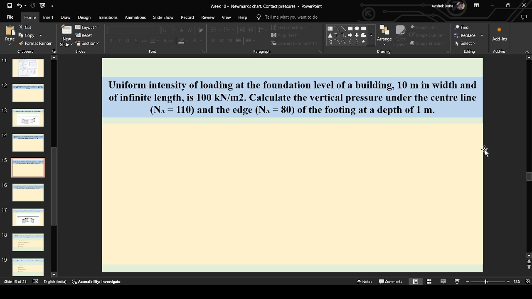So in this question, I think it is somewhat similar to the question I have given in the session of Boussinesq's theory, but here I have also mentioned the number of units under the loaded area in both the cases, once for the center line and once for the pressure under the edge. So we have to solve this using the concept of the Newmark's influence chart only over here. Okay, I'll be showing you that concept only. And the depth at which the vertical pressure needs to be determined is 1 meter.